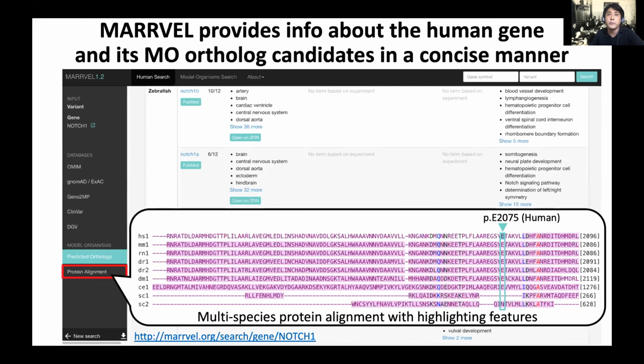Finally, Marvel also provides multi-species protein alignment with a highlighting feature that allows users to quickly determine whether a specific amino acid of interest is evolutionarily conserved or not.